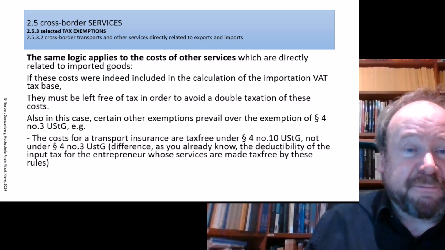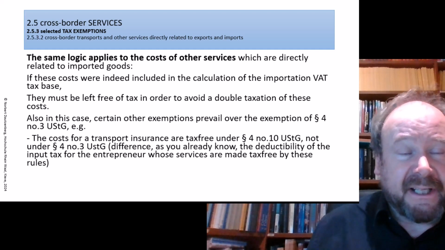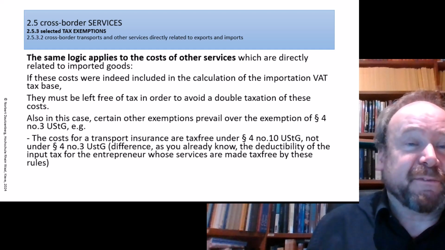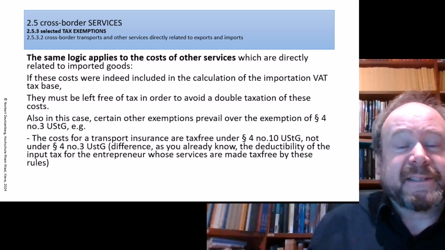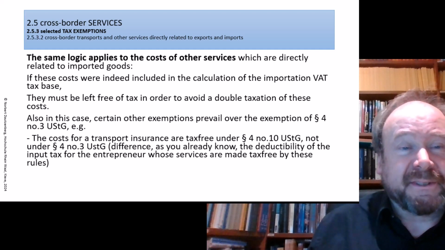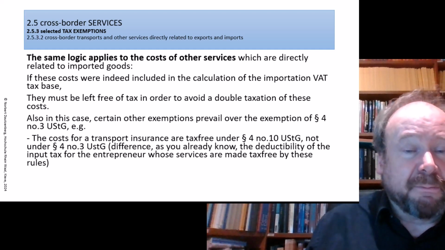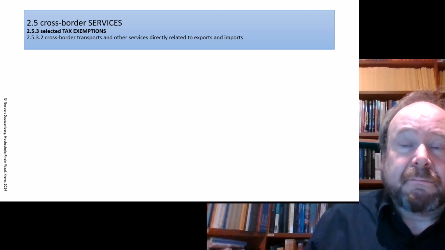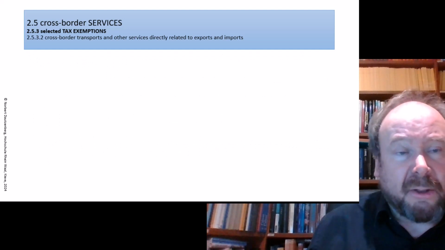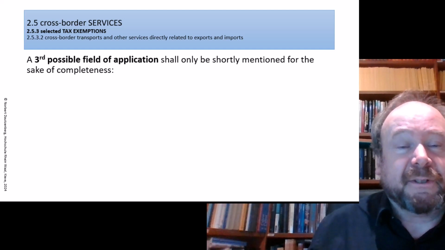Again, we have a rule which regulates the relationship between this tax exemption of 4 number 3 and other exemptions. And again, it's the same rule. Tax exemptions under 4 number 10, for example, for insurance contracts for the goods moved. Here the insurance rule prevails over the general rule of 4 number 3, and also job processing or so, if ever applicable, would be prevailing over 4 number 3.